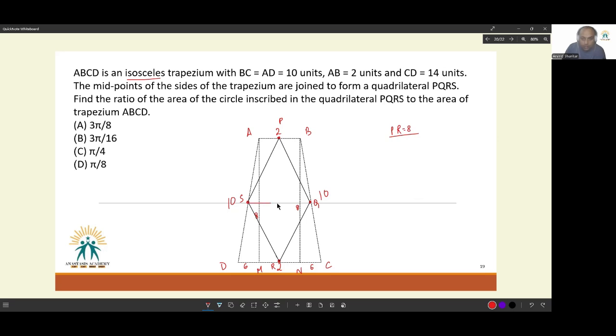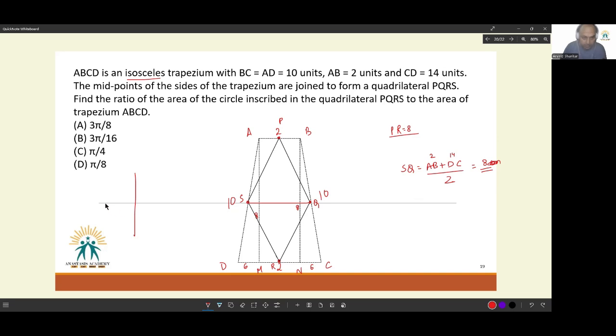Also, let's look at SQ. What will be the length of SQ? SQ will be equal to (AB plus BC) by 2. This is the midpoints of the oblique sides. But the line joining the midpoints of the oblique sides is the average length of the two parallel sides. This is also 8 centimeters or 8 units. AB is 2, DC is 14, so 16 by 2. This is also 8. So we pretty much have this shape.